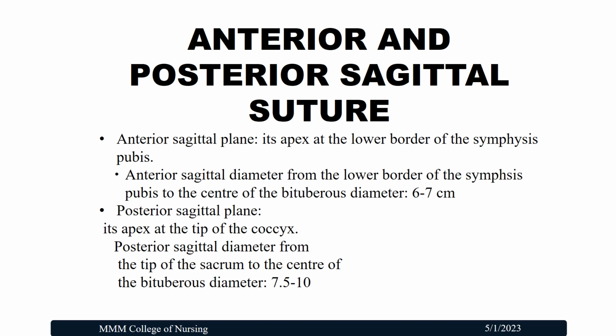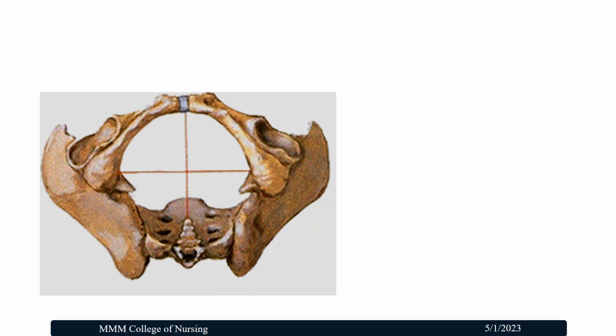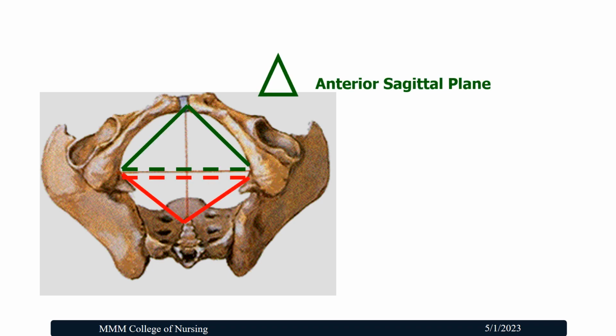In the next slide I will show you the anterior sagittal diameter and the posterior sagittal diameter. The posterior sagittal plane has its apex at the tip of the coccyx. The posterior sagittal diameter is from the tip of the sacrum to the center of the bituberous diameter. Here you can see the anterior sagittal plane and the posterior sagittal plane, the exact landmarks.